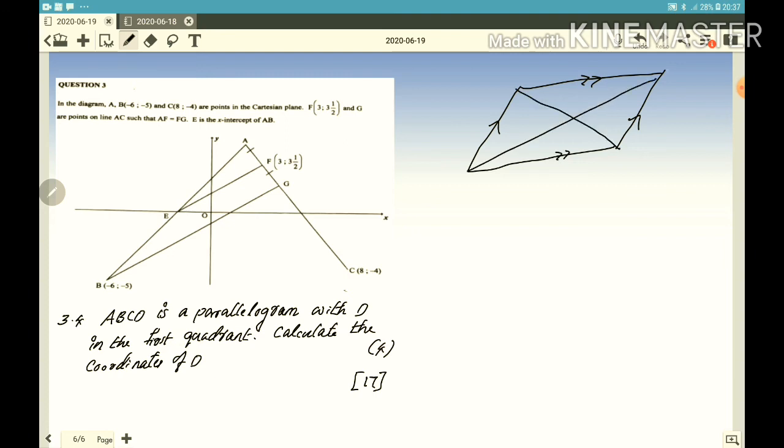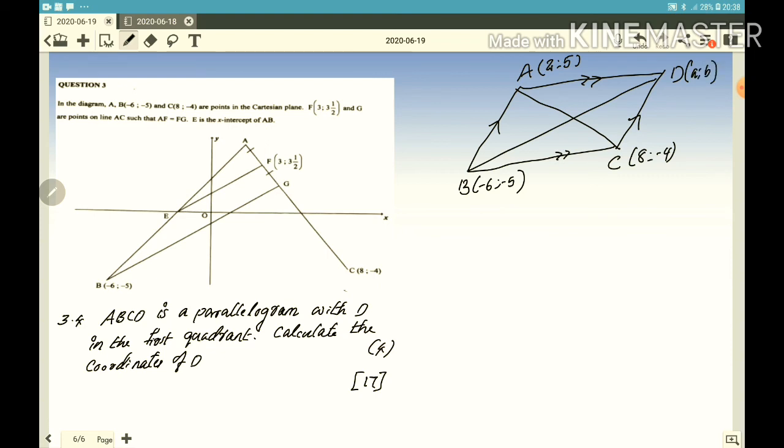See, this is A, and this one is B, this one is C, and this one is D. I'm just drawing a parallelogram and then I am writing the coordinates of A, B, C, D. What is A here? A is 2, 5, the value that is given in the question. B is minus 6, minus 5, and C is 8, minus 4, right? Then D, I don't know, I'm just writing A, B.